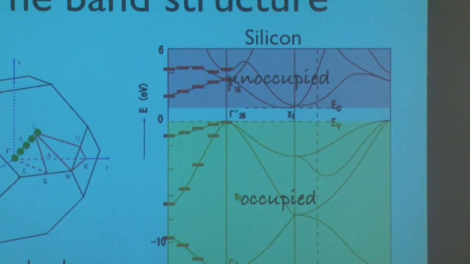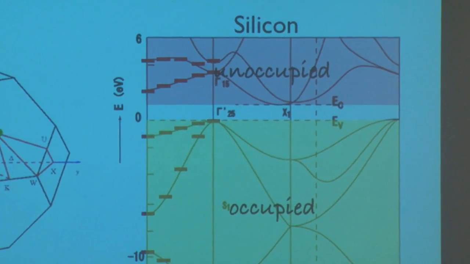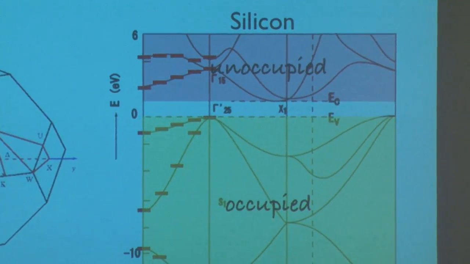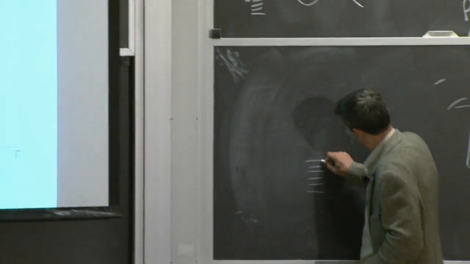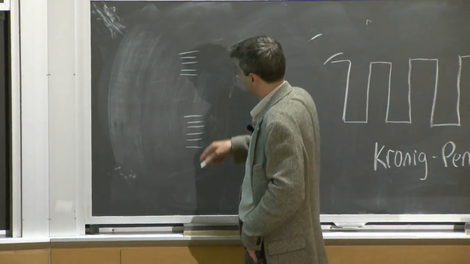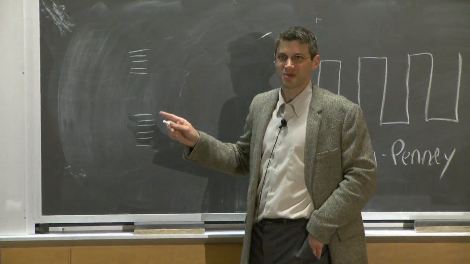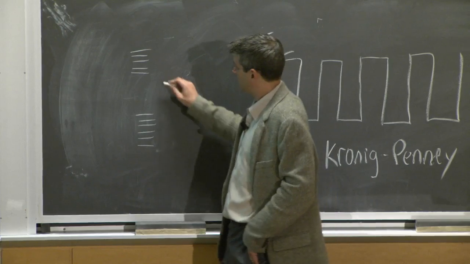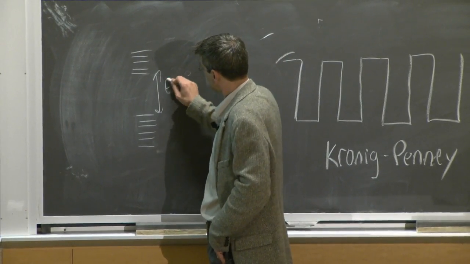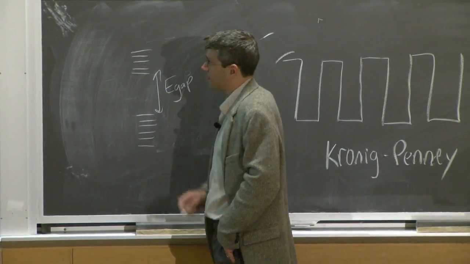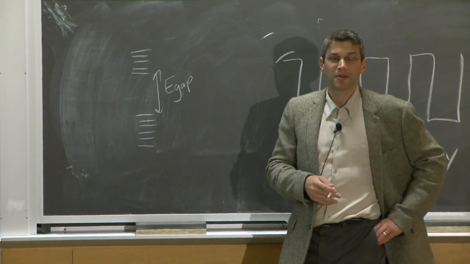Remember we had the molecules. This is a molecule. These are my energy levels of a molecule. And this was the gap. Right? Can I have an indirect band gap in a molecule?